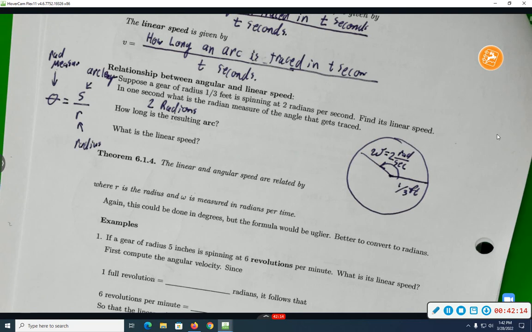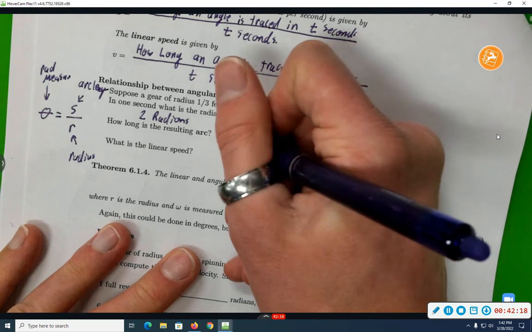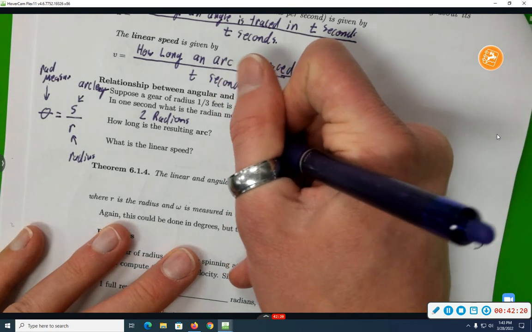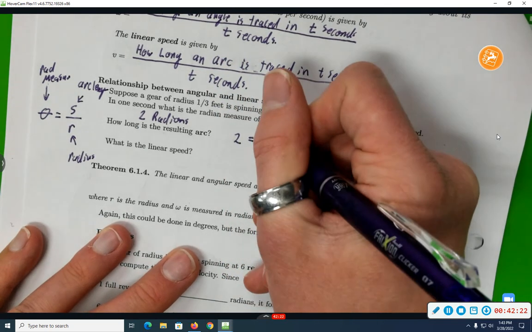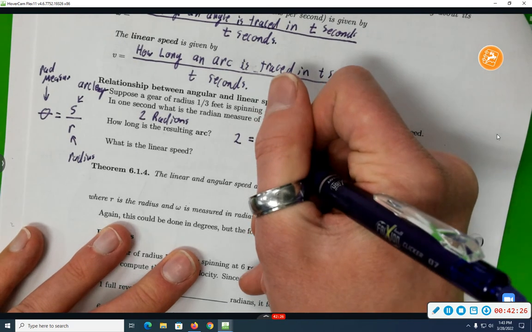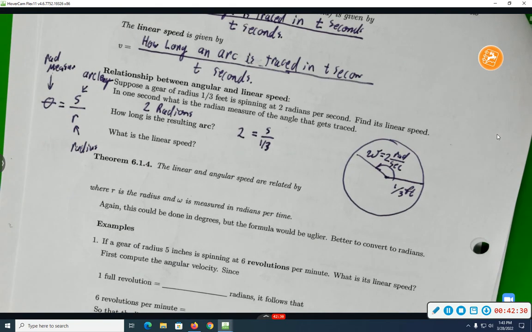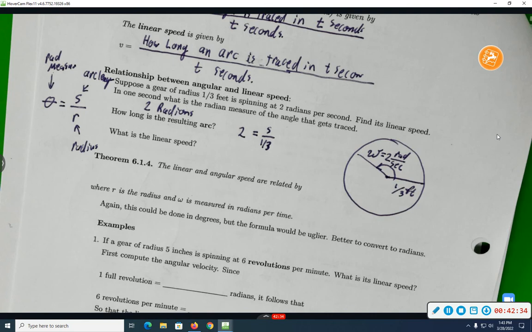Yeah, let's do that. So let's take this equation. I'll put it over here and plug in the particular things we have. So 2 radians is equal to the unknown arc length divided by the radius. The radius is 1/3. That looks like you could solve that for us? Yeah, what's this?